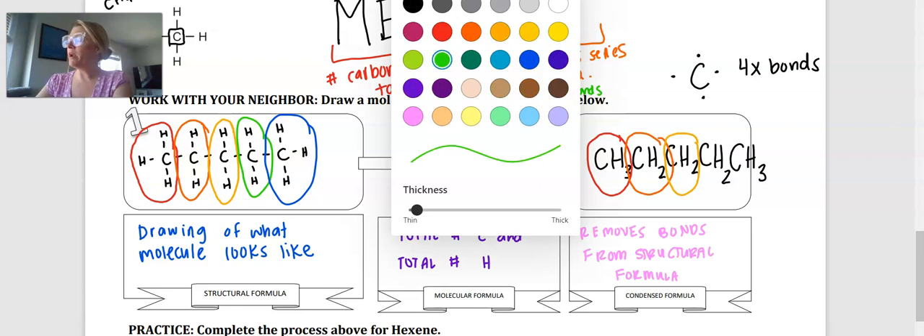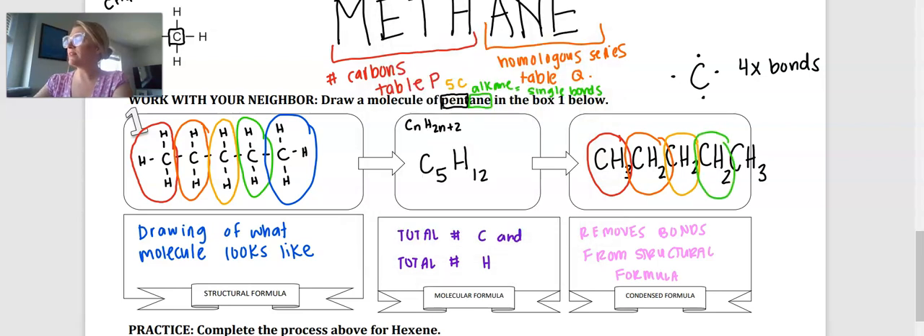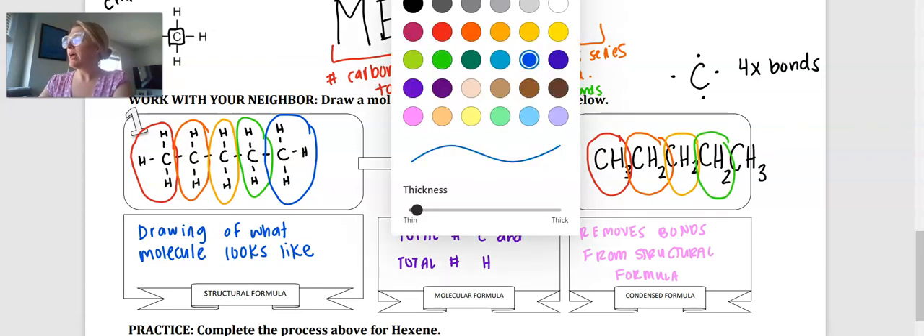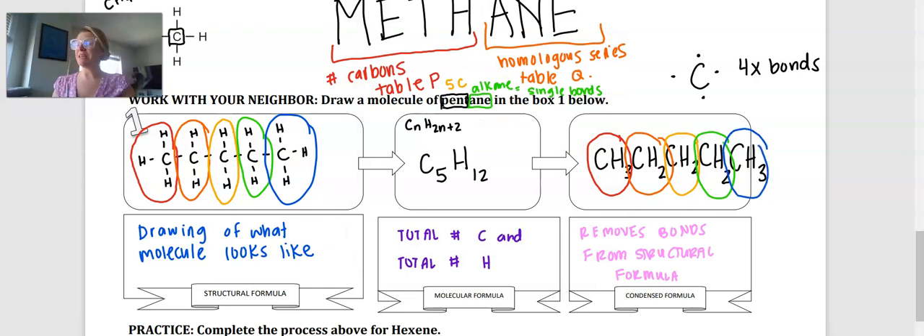And again, in class tomorrow, we'll go through and I'll show you exactly how you can go from condensed formula to structure, which is, I think, where you'll really start to see how helpful the condensed formula can be.